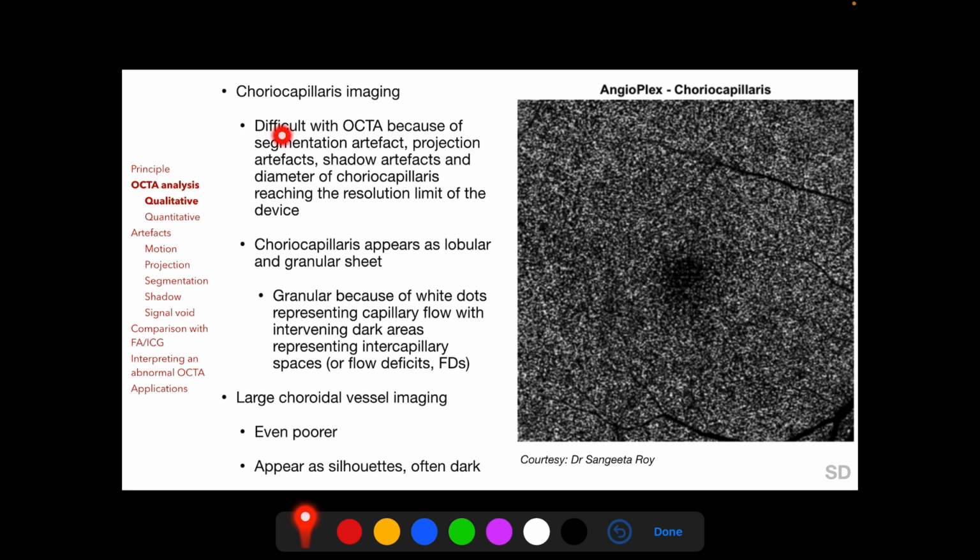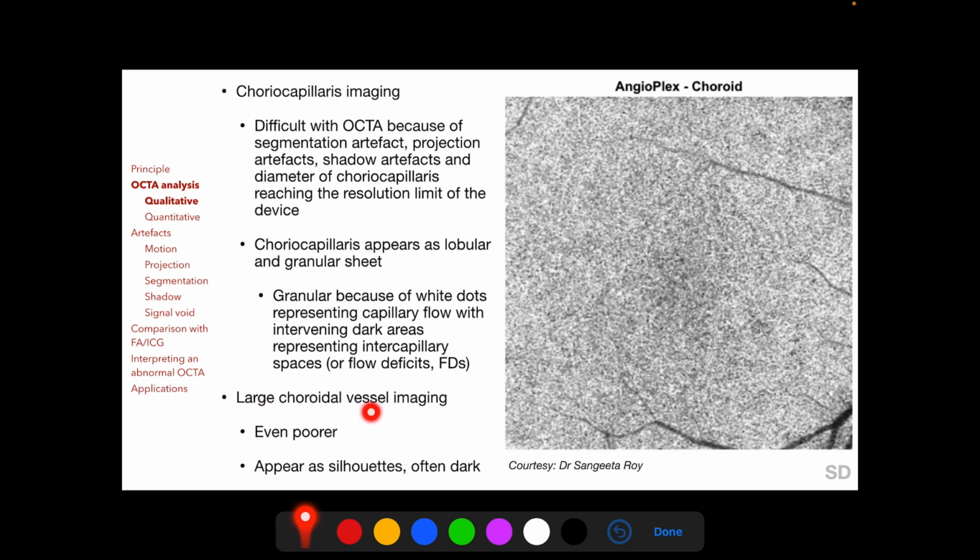Choriocapillaries imaging is difficult with OCTA, and the choriocapillaries, as shown here in this OCTA image, appears as a lobular and granular sheet. It appears granular because of white dots representing capillary flow through the choriocapillaries channels, with intervening dark areas representing intercapillary spaces or flow deficits. And large choroidal vessel imaging is even poorer and appears as silhouettes which are often dark in appearance.